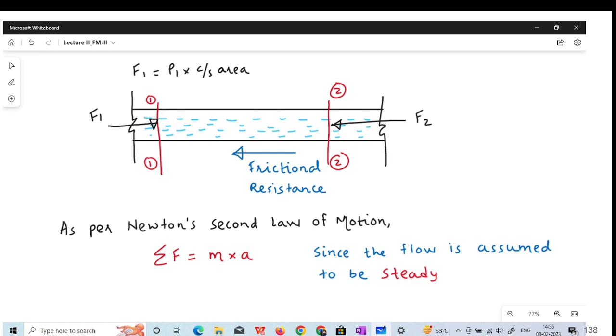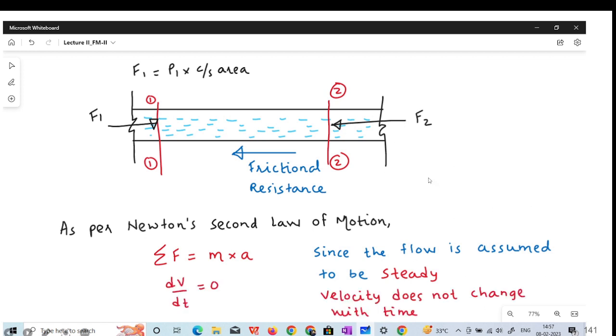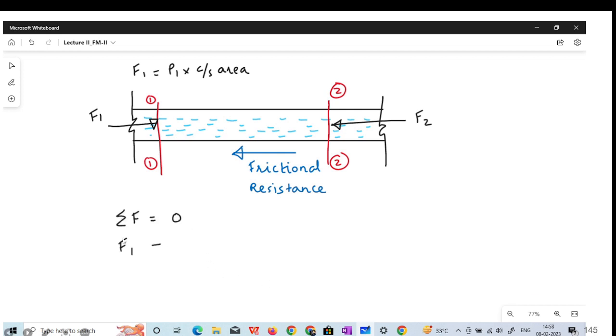So what is acceleration? Acceleration is nothing but change of velocity with respect to time. Here velocity does not change with respect to time, so dv by dt equals 0. dv by dt is nothing but acceleration. So since acceleration is 0, summation of F will be equal to 0. Just consider all the forces. F1 is going in the right direction, frictional resistance is going in the left direction, F2 as well is going in the left direction. So what is F1? F1 is P1 into cross sectional area.